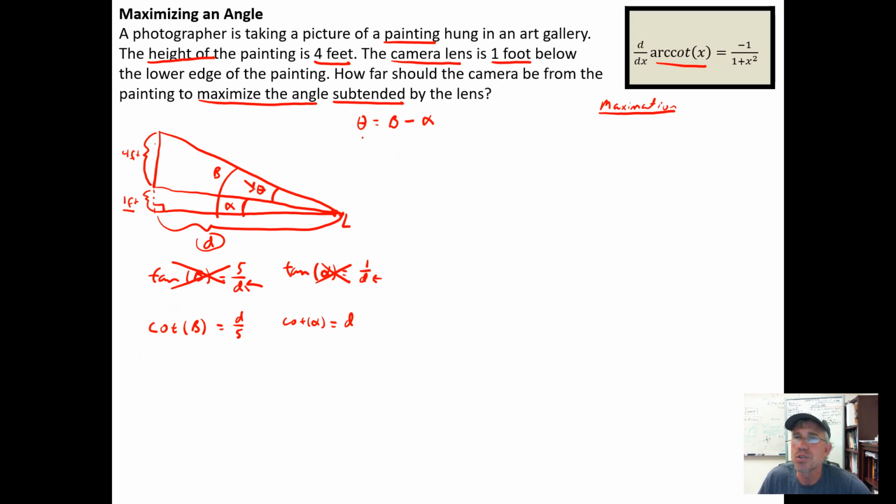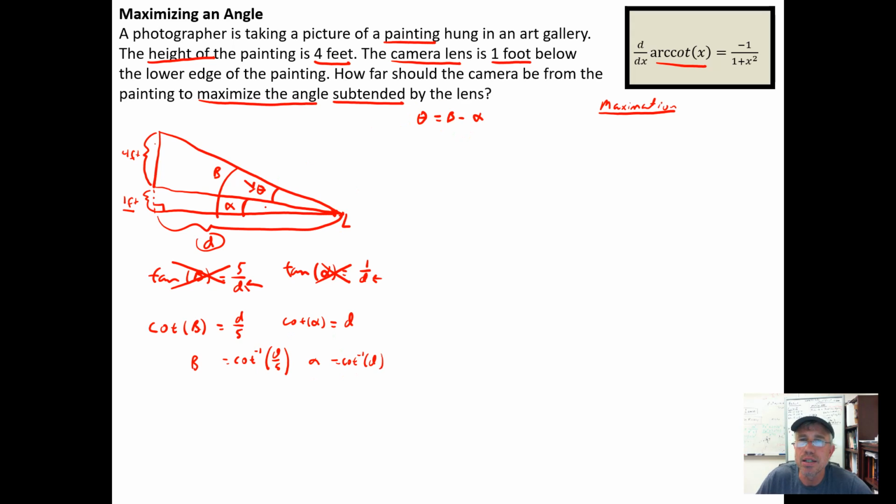And what we want to do, because we know theta equals beta minus alpha, is solve each of these equations for beta and alpha. So here beta would equal, we would take the inverse cotangent of both sides, so we would take the cotangent inverse of d over 5. And we would get alpha equaling, we take the cotangent inverse of both sides, the cotangent inverse of d. And now what we can do is go up here.